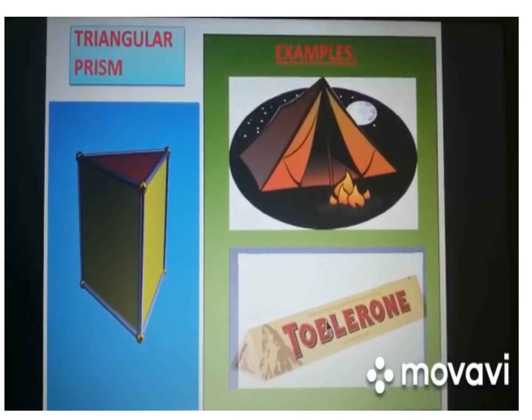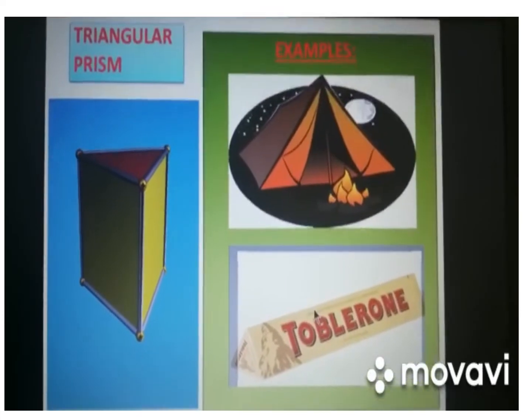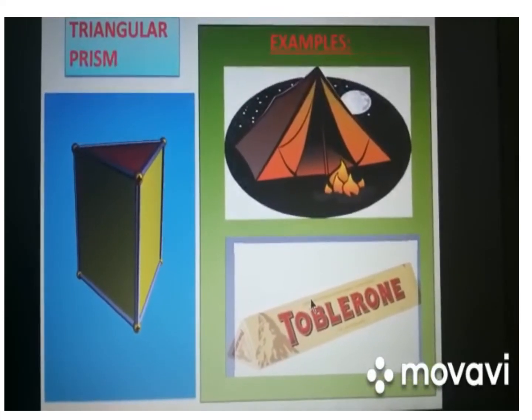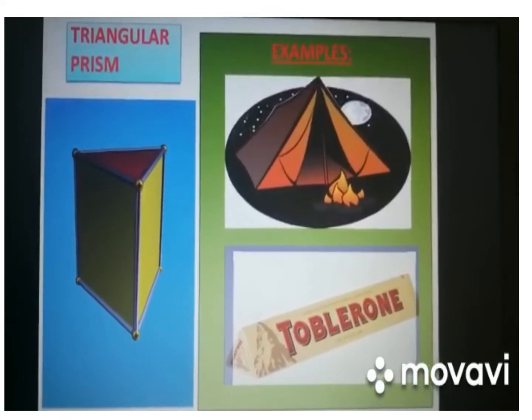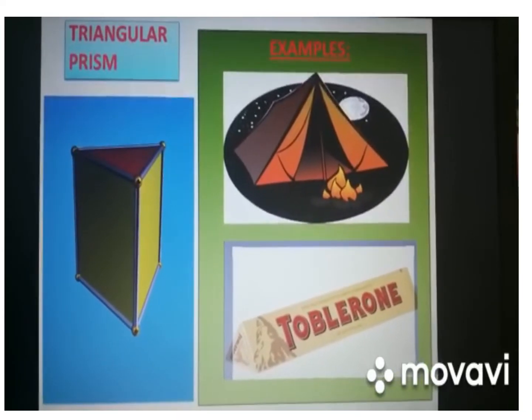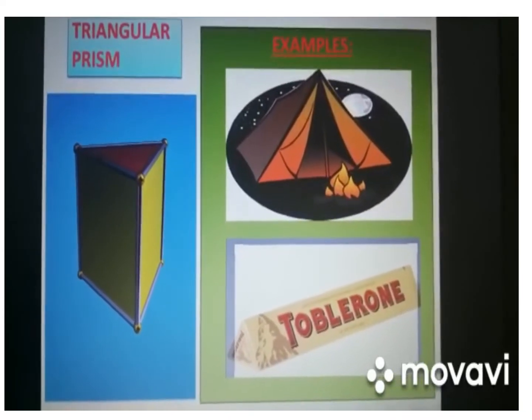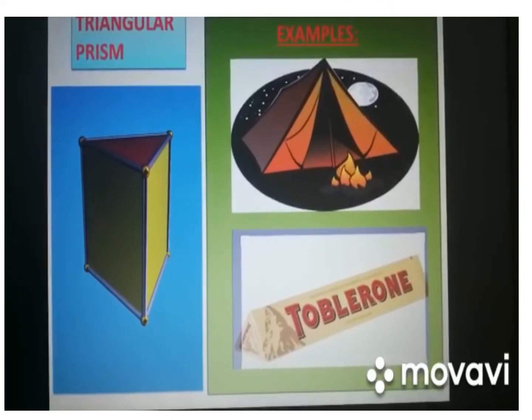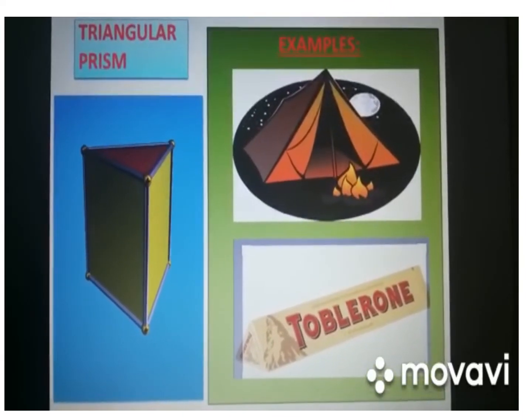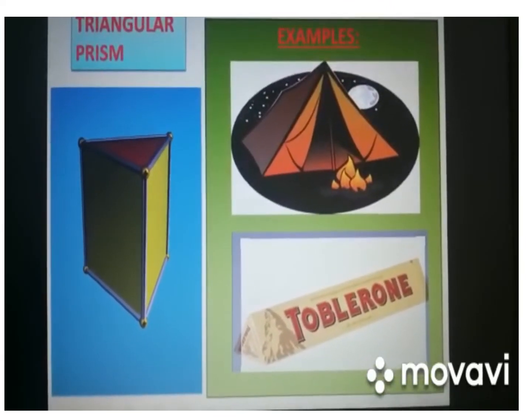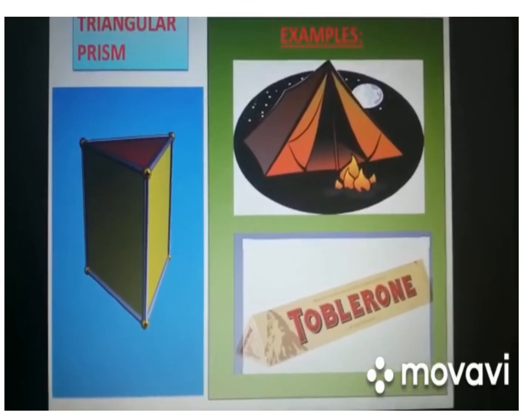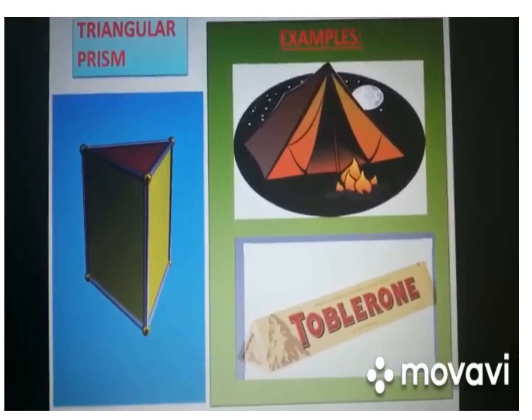So these are all about some shapes. What we learned today: cube, cuboid, cylinder, triangular prism, sphere and cone. So these are all different types of shapes and some examples. Let's learn more about more shapes in the next video.